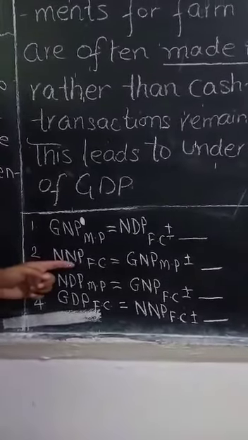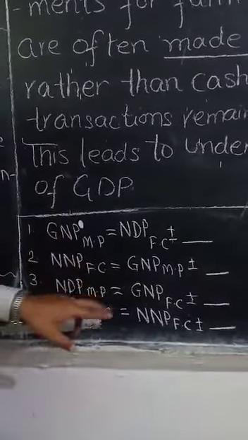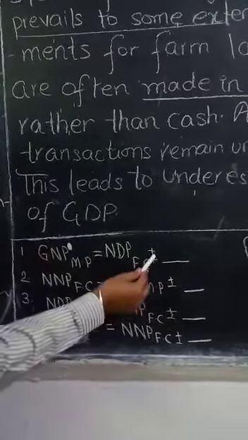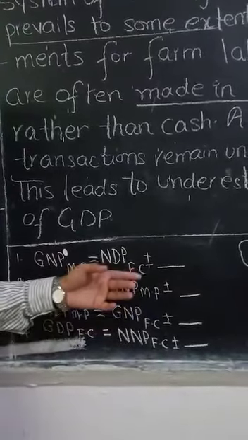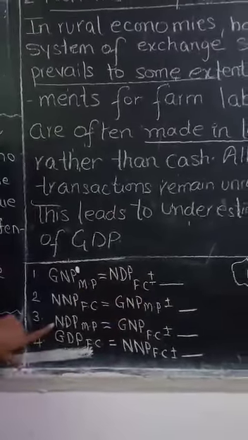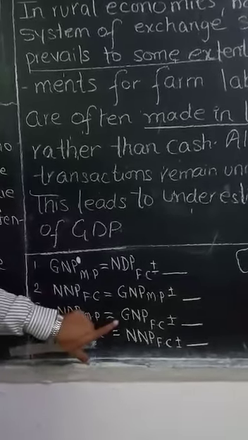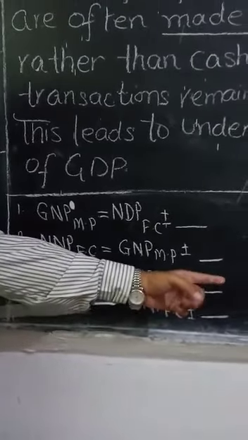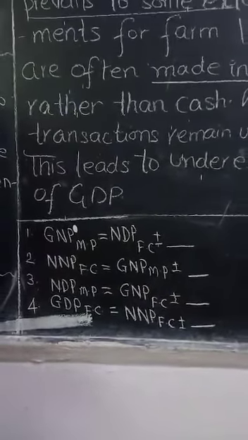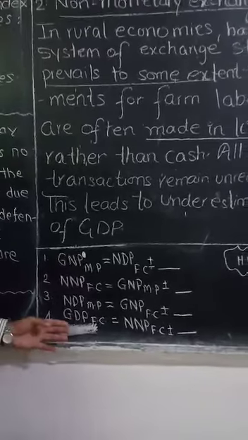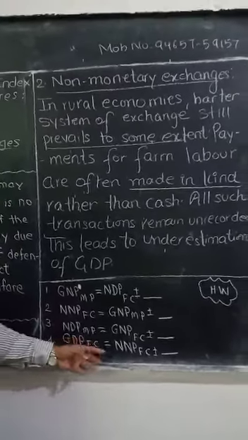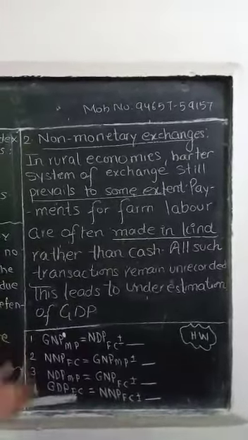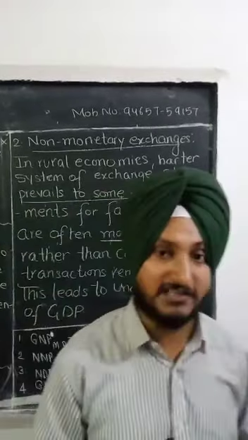Then calculate net national product at factor cost from gross national product at market price. Here, students, I have marked the plus minus sign, so something will be added or subtracted, and you have to do it accordingly. Then calculate NDP at MP from gross national product at factor cost, and write what should be added or subtracted accordingly. And last, calculate gross domestic product at factor cost from net national product at factor cost, plus or minus. This is your small homework, along with reading and writing all the questions and all the things given in the video.